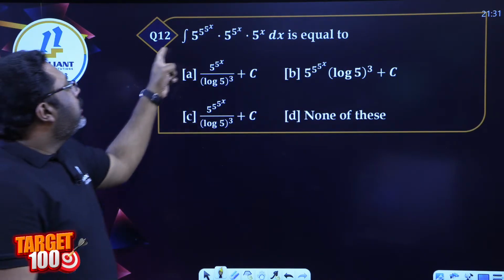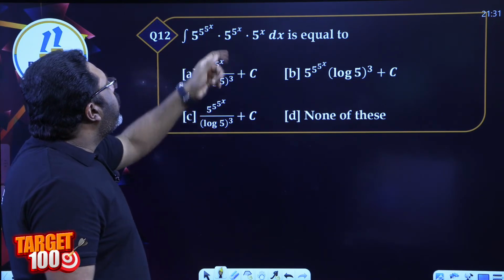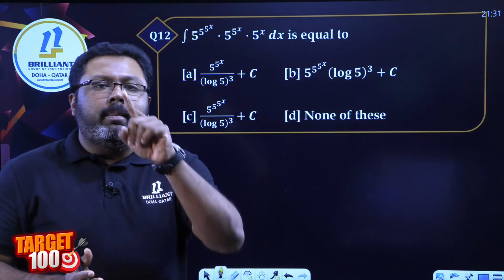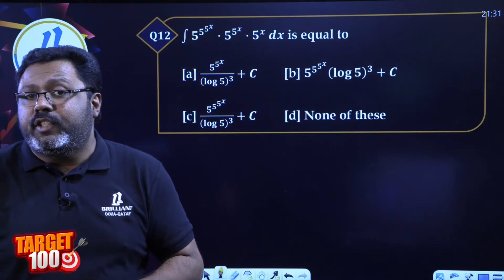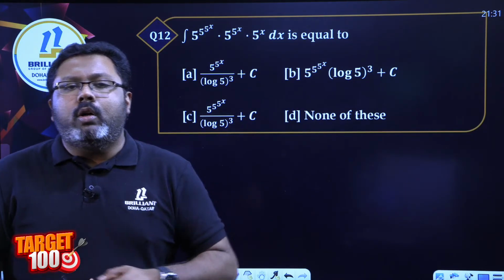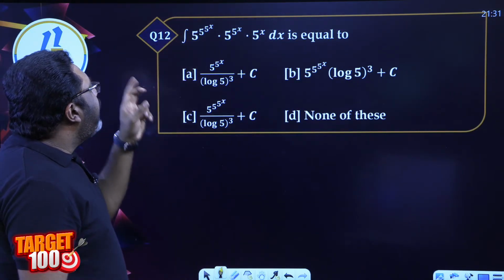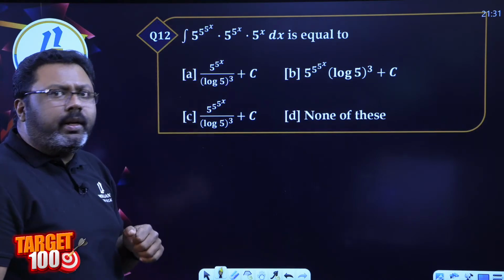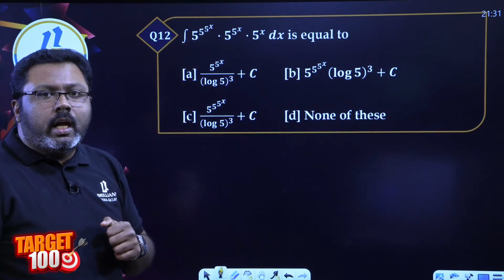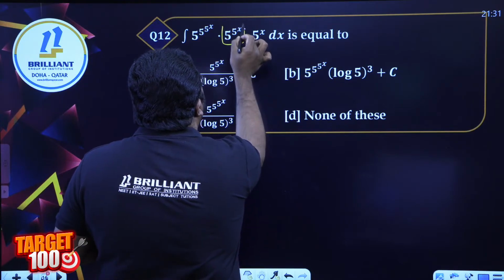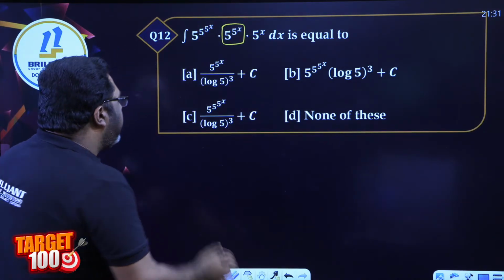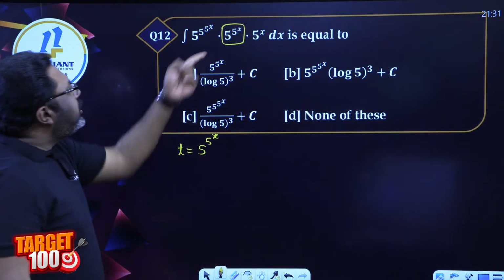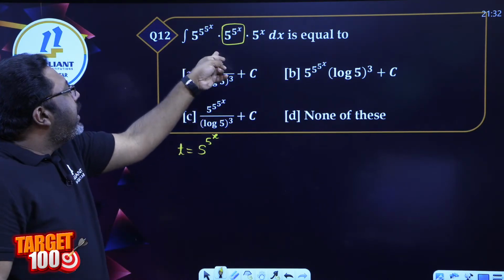Question 12. Very interesting question. Very awkward form seen here. Whenever a question like this comes, it looks very awkward. Keep in mind, definitely it's a question of method of substitution. But the problem is what to substitute. I have 3 forms: 5 raised to 5 raised to 5 raised to x, 3 times; then 5 raised to 5 raised to x, 2 times; and then 5 raised to x. I will take the middle term. It's a very good question. Take the middle term and put it as t. It's best to put the middle one as t, so you can easily connect it with the last one and the first one.